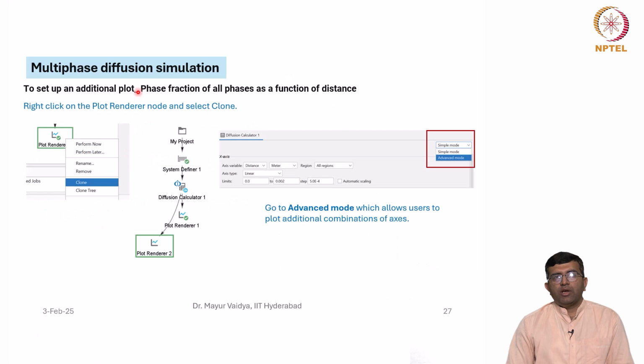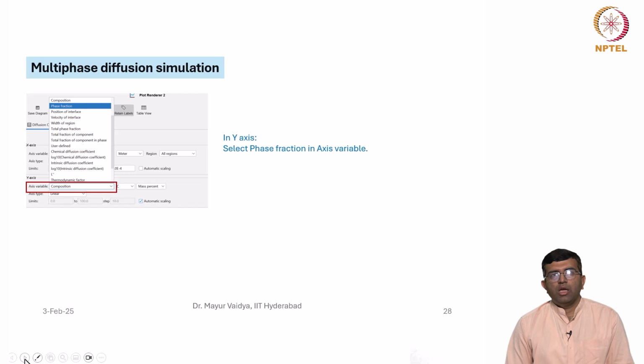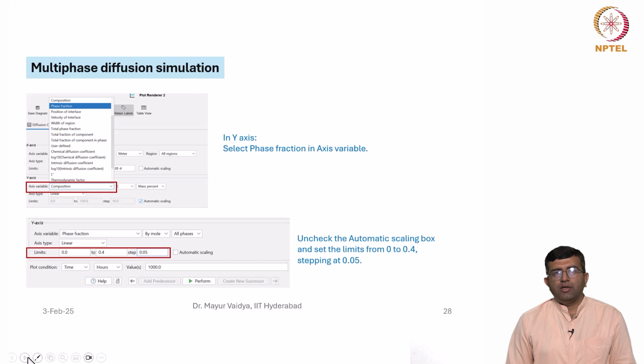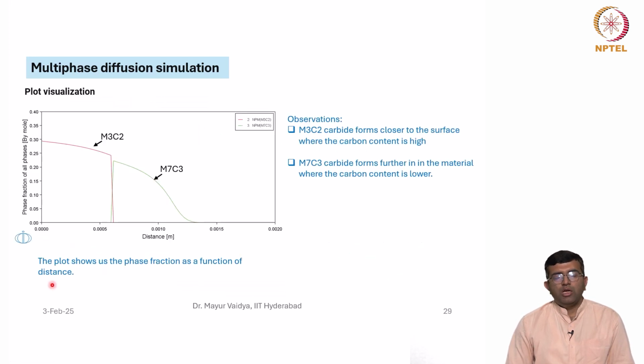If you want to set up an additional plot, then phase fraction of all phases as a function of distance should be given. So, what you can do is go to the advanced mode, which allows users to put additional combinations of axes. In the y-axis, you can select phase fraction in the axis variable, and here again uncheck the automatic scaling box and set the limits from 0 to 0.4 at every 0.05 interval. Then click on perform. So, you will see this kind of plot, which is basically the phase fraction of all the phases against the distance.